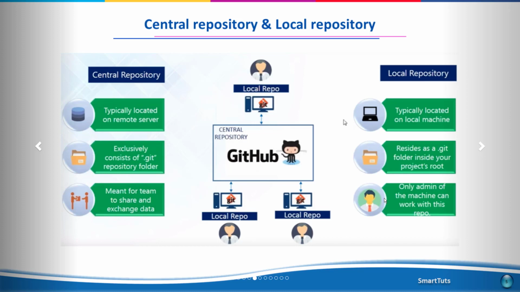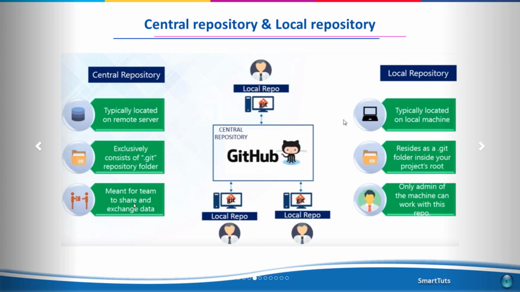The central repository is typically located on a remote server. Remote server means GitHub; in this case study, we have taken the remote server as GitHub. The local repository is typically located on the local machine, that is, on your machine, and consists of the .git repository folder. The central repository also resides as a .git folder inside the project root. It is meant for the team to share and exchange data.